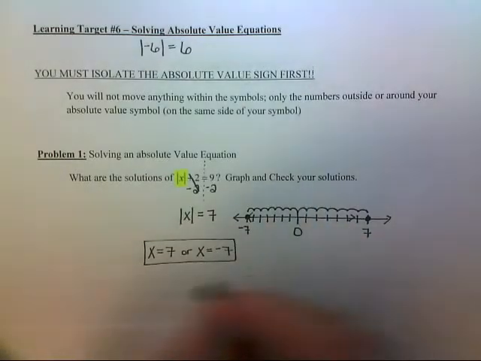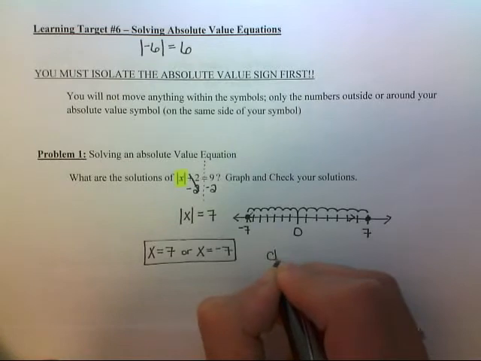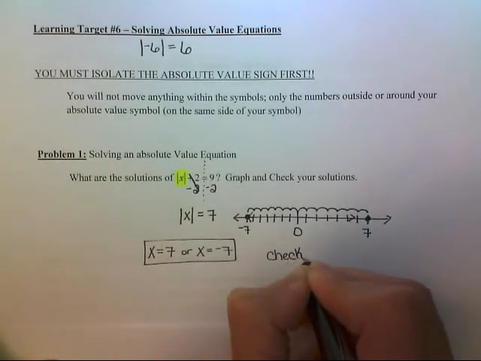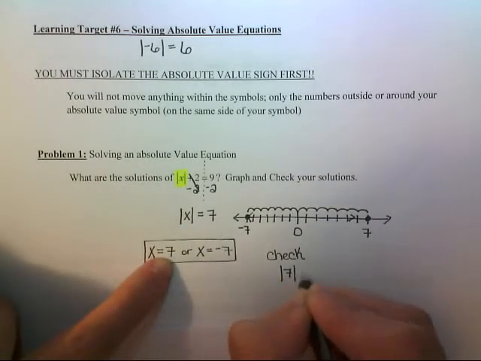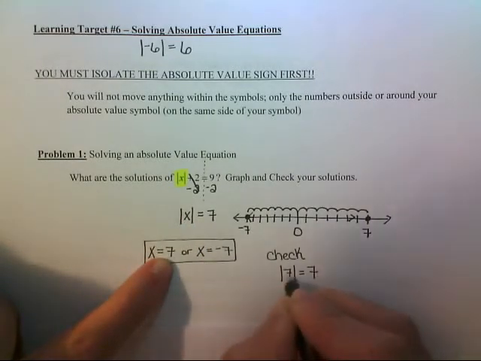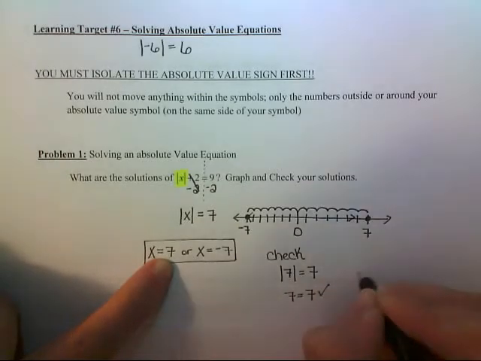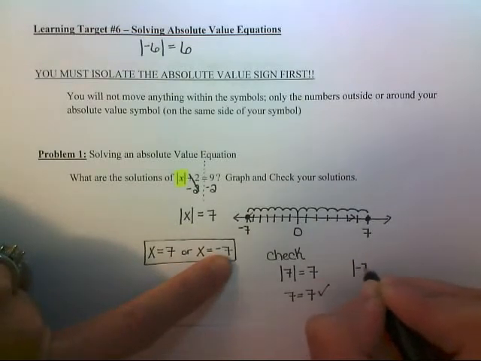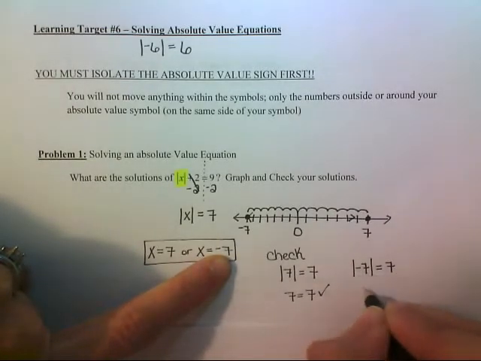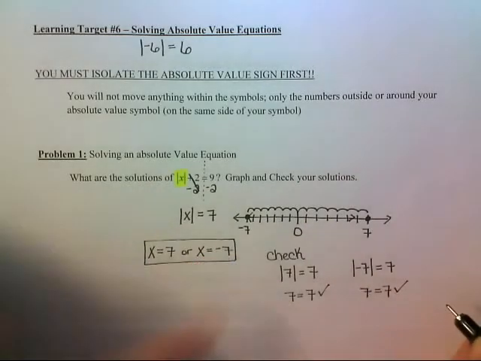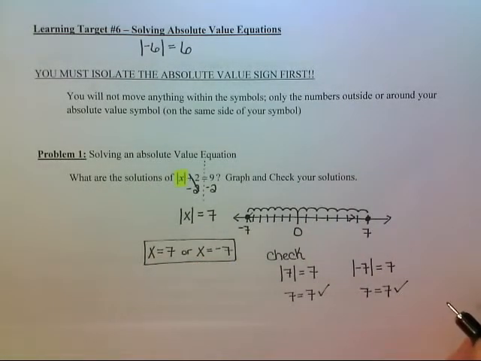And again, to check your solution, this would be my check here. Like I said earlier, plug in 7 in place of x, and that will give you 7. The absolute value of 7 is 7, so that does work. And then plug in negative 7 for x. What's the absolute value of negative 7? Well, that is 7, which does equal 7. So again, that works. Okay, so results, your graph, and then checking your solutions.